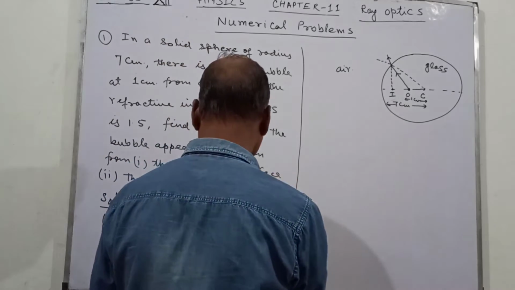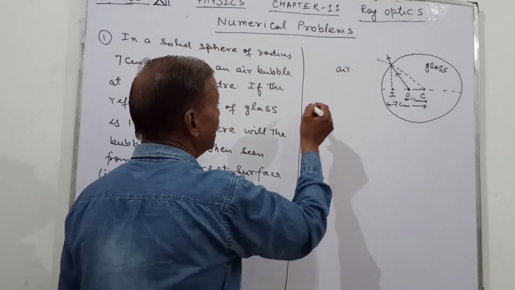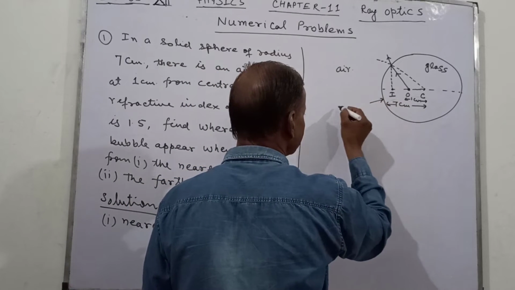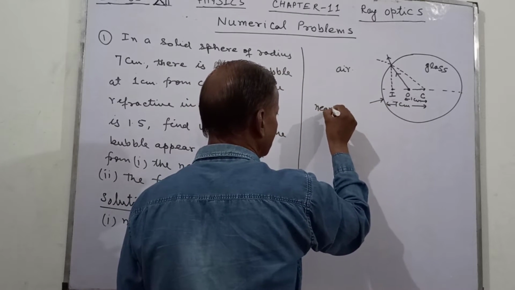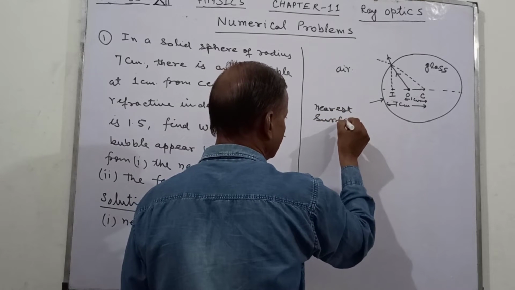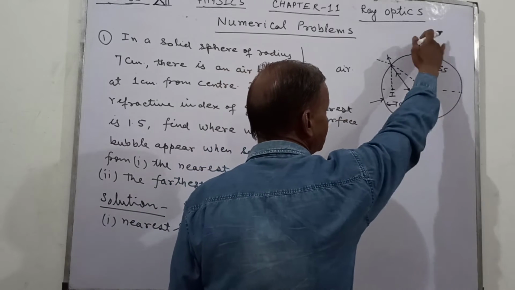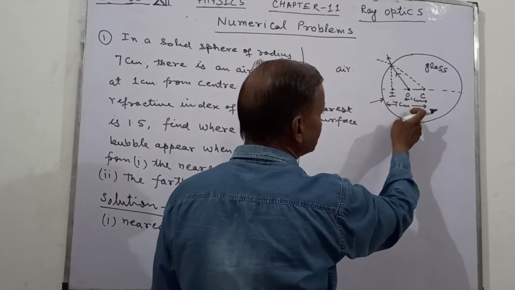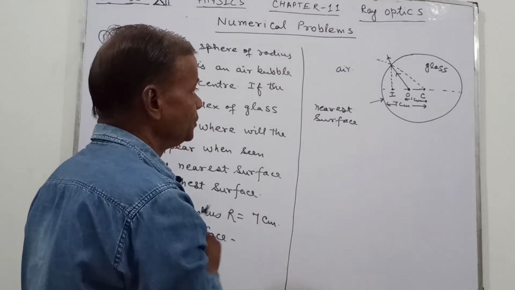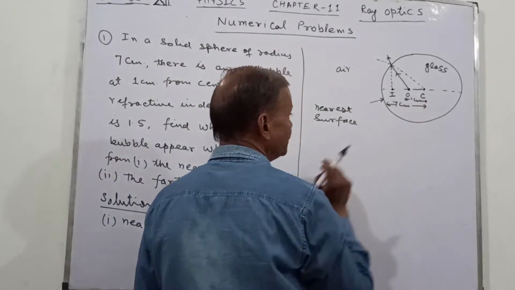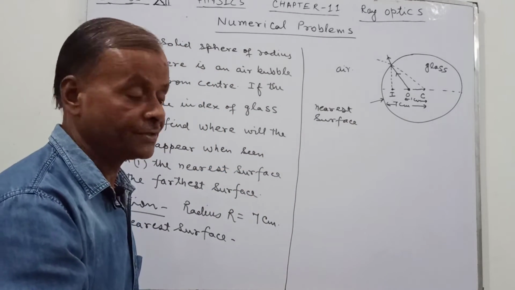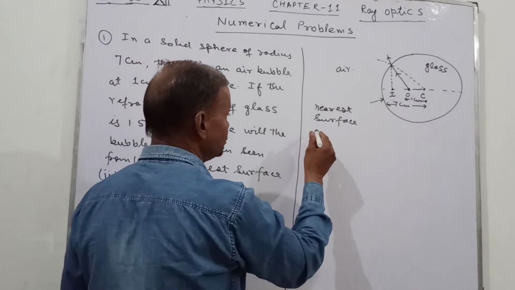So now here R is given as 7 centimeter, and this is the nearest surface. The farthest is this surface. From here it will be 8 centimeter, and from here it is 1 centimeter. So this is the nearest surface and this is the farthest surface. First the observer is looking from the nearest surface. So now we have this U.